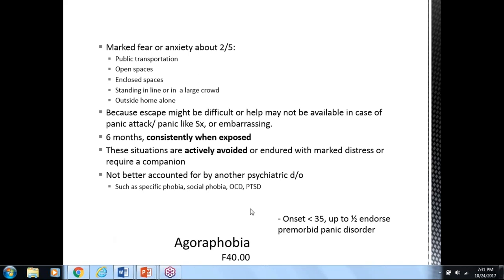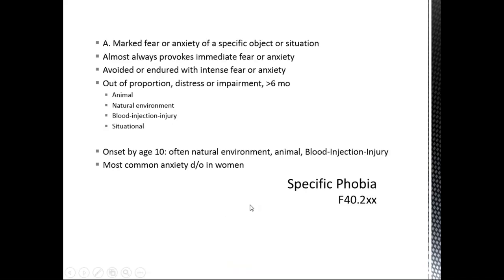So agoraphobia is often comorbid with panic, but you can have panic disorder without agoraphobia, and you can have agoraphobia without panic disorder. But a lot of times the panic precedes it. So assess for the kind of impairment due to the disorder.